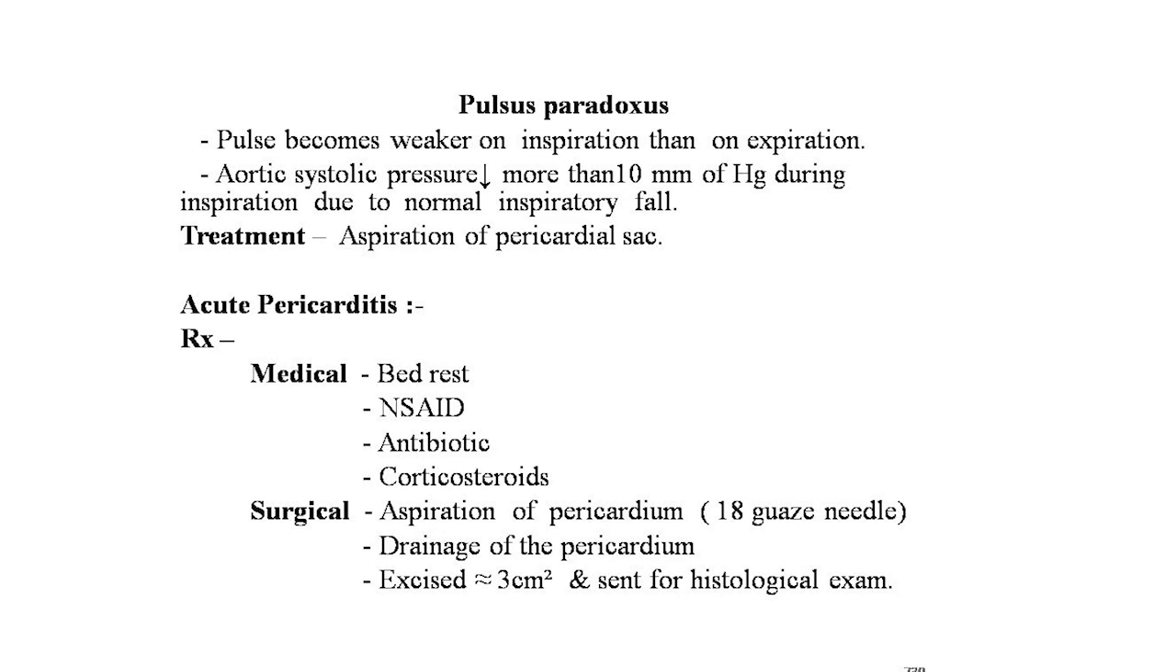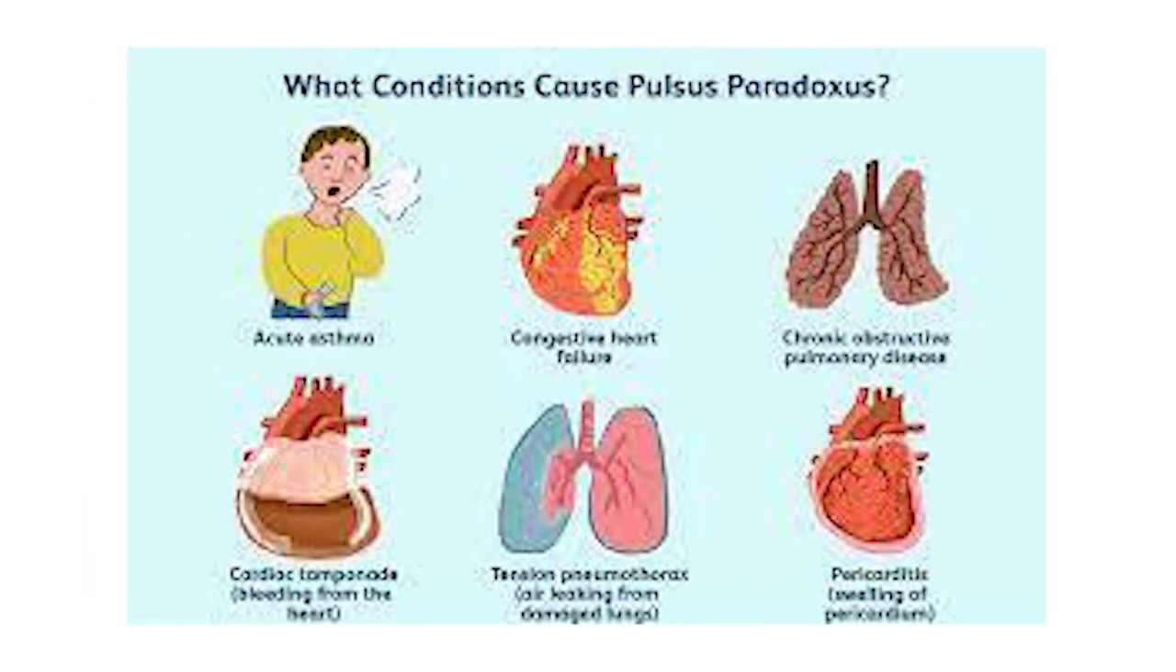For this, one should aspirate the pericardium with an 18 gauge needle. Drainage of the pericardium is done by making an incision over the 6th intercostal space and mid-clavicular line. Then excise more than 3 square centimeters of pericardium and send it for histological examination. This image shows the conditions that cause pulsus paradoxus clearly in a single image.